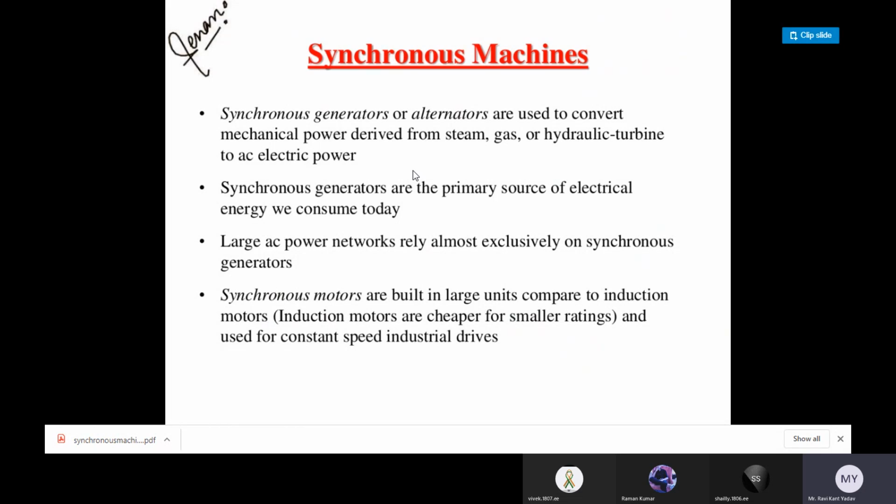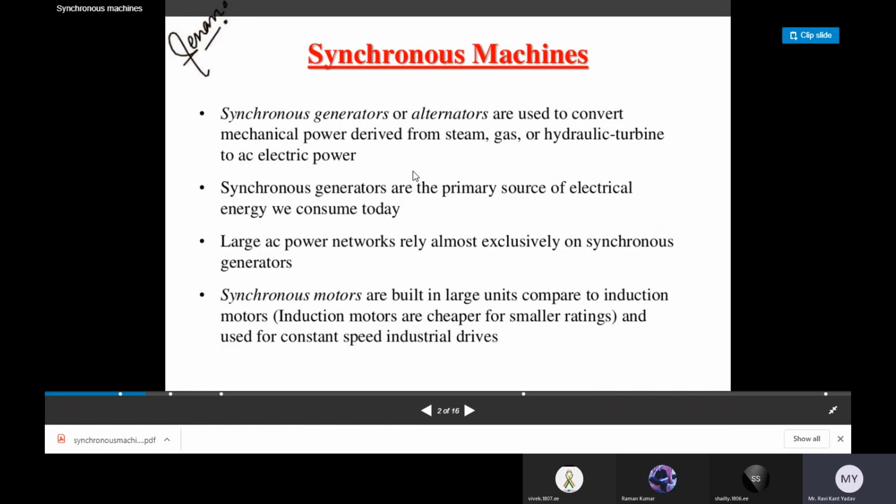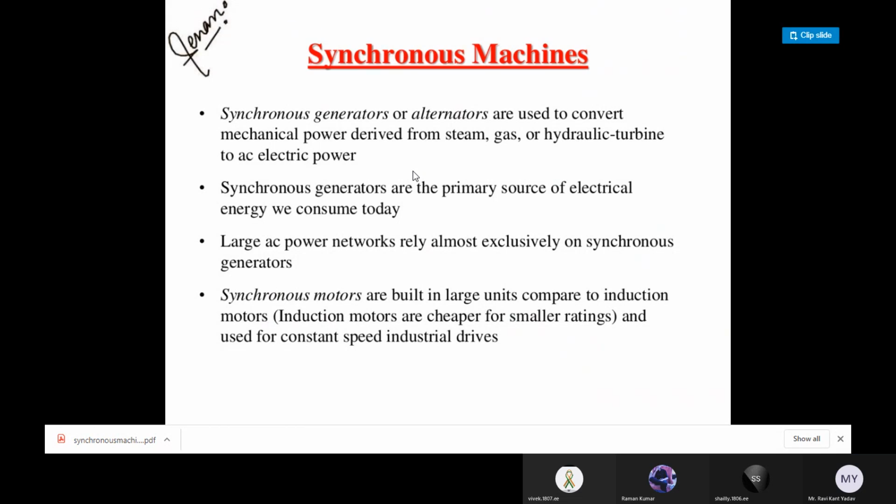Large AC power networks rely almost exclusively on synchronous generators. Synchronous motors are built in large units compared to the induction motor. Induction motors are cheaper for a small rating and used for constant speed industrial drives. That's why I'm telling you before that the usage of the synchronous motor is limited to around 5 to 10%. ठीक है ना?